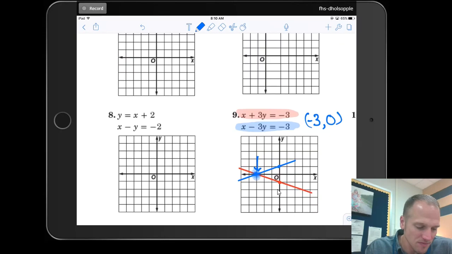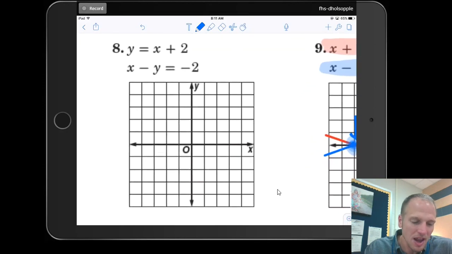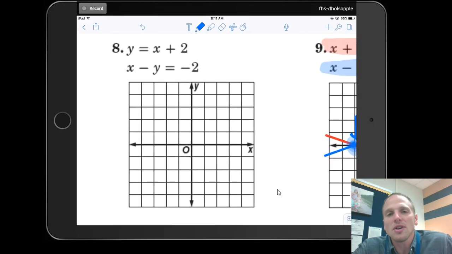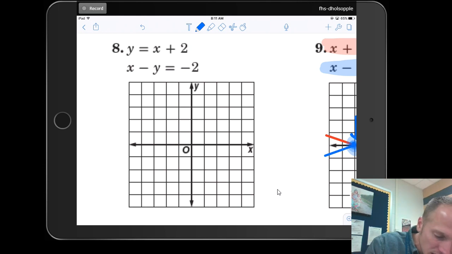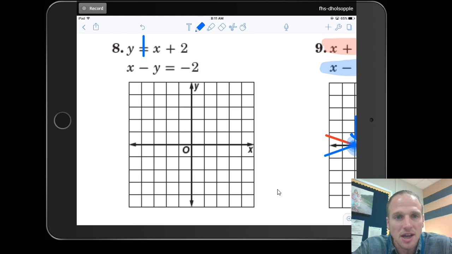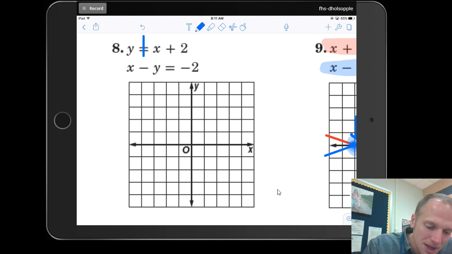Okay, let me see if I can find one. Okay, right here. Let's do number 8. This is going to be our third and final kind that we're going to see. Let's look at this top graph. Well, this top one, that's not in standard form anymore, is it? That's slope-intercept form. It's not standard form because the x and y aren't on the same side. This is slope-intercept form, so our y-intercept is going to be a +2. So let's just go up 2 on the y-axis.